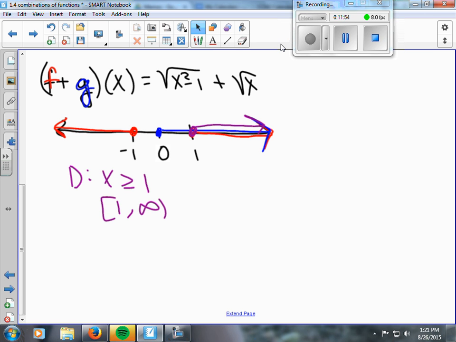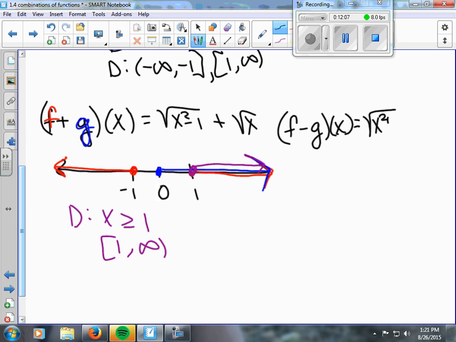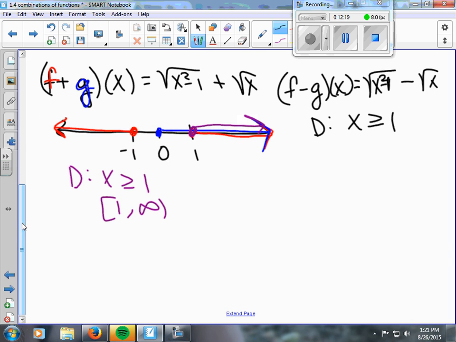Okay. Now, f minus g is very much the same, only there's a minus sign. So f minus g of x, I'm going to put that over here. That's just square root of x squared minus 1 minus square root of x. And it has the same parents, so it has the same domain, that x has to be greater than or equal to 1.